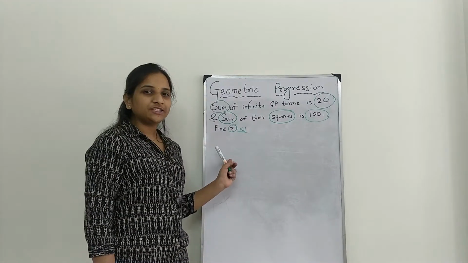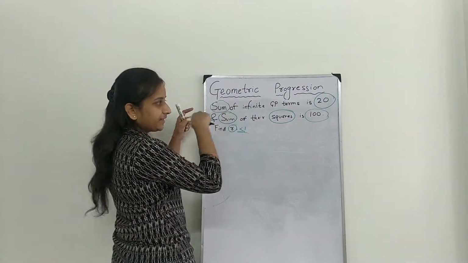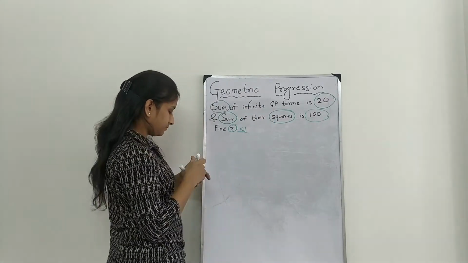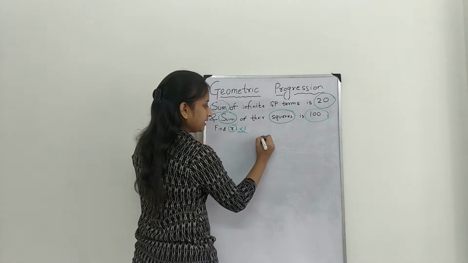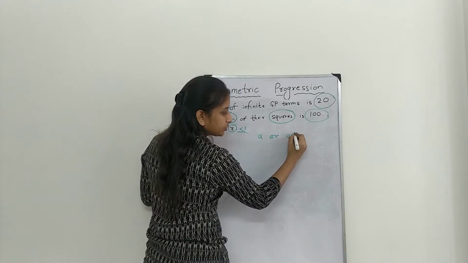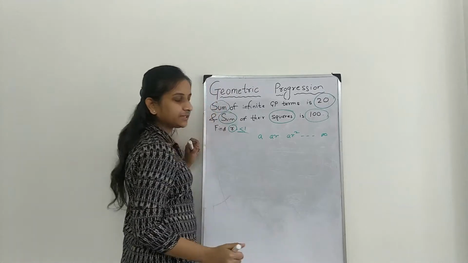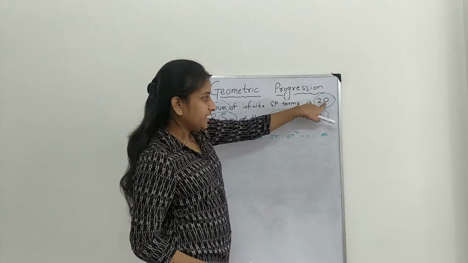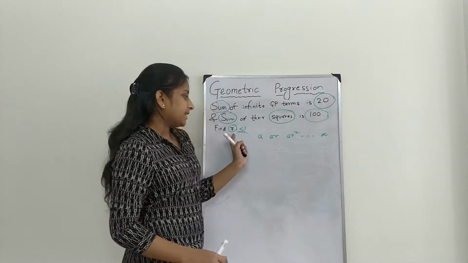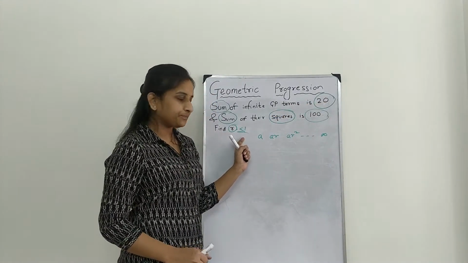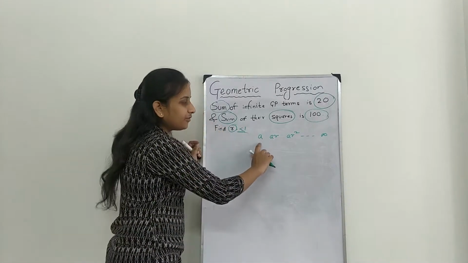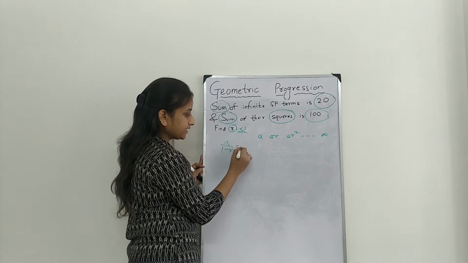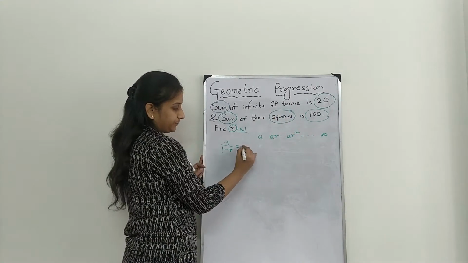Okay students, let's solve this. The sum of infinite GP terms is 20. Let's say our GP is A, AR, AR square, like that, infinite. So the sum of this is 20. This is a finite number. That means R is less than 1. Okay. Now for this, the sum formula will be A upon 1 minus R, which is equal to 20.